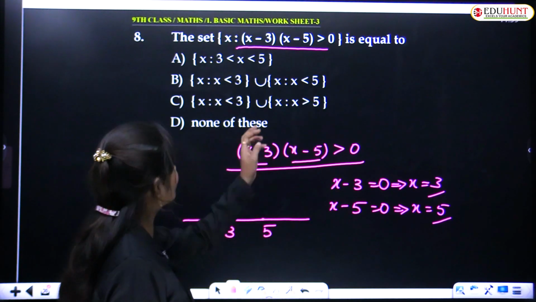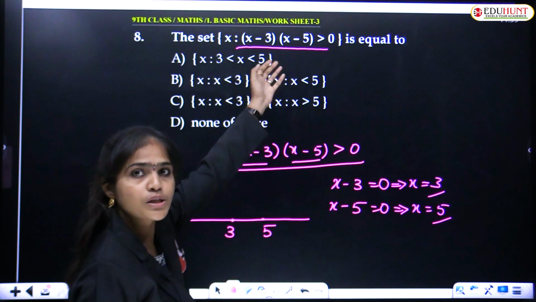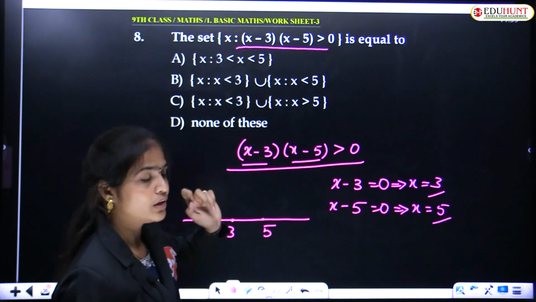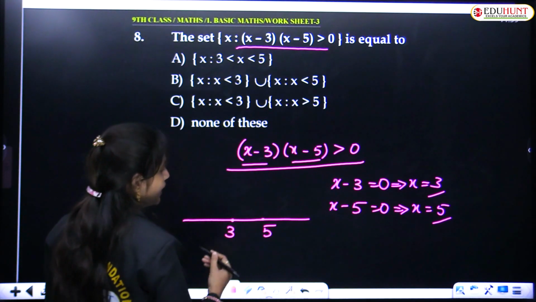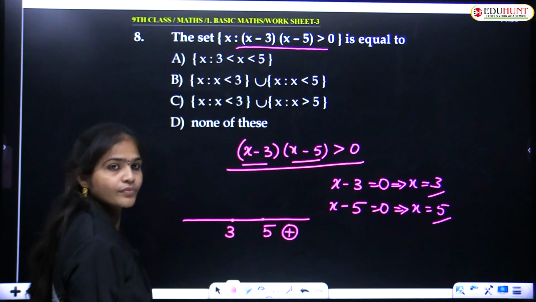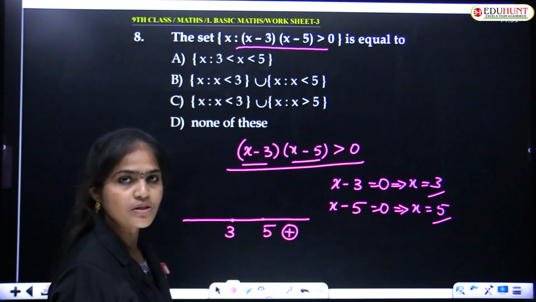Two roots only, no? Why? Because here only 2 expressions are given, which means it is a quadratic equation or quadratic expression. Okay, so 3 and 5. What I told you is that after 5 it is always positive. Right side of 5 is always positive.